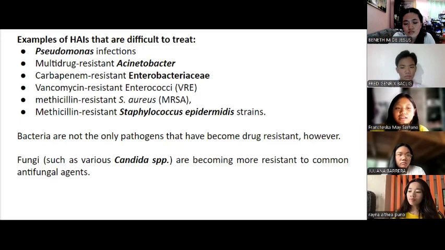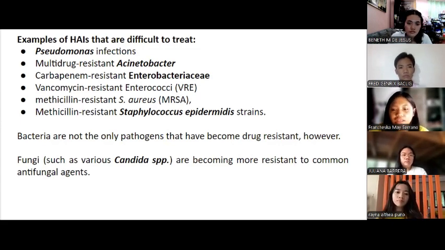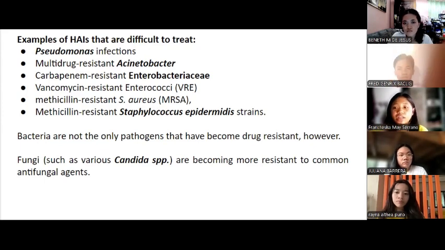Next is carbapenem-resistant Enterobacteriaceae. These are CREs, and example nito is Klebsiella pneumoniae and E. coli. They are resistant to carbapenems, and carbapenems are considered one of the last resort of antibiotics for treating severe infections. CRE can also transfer their resistant genes to other bacteria, which is alarming, kaya it is difficult to treat.